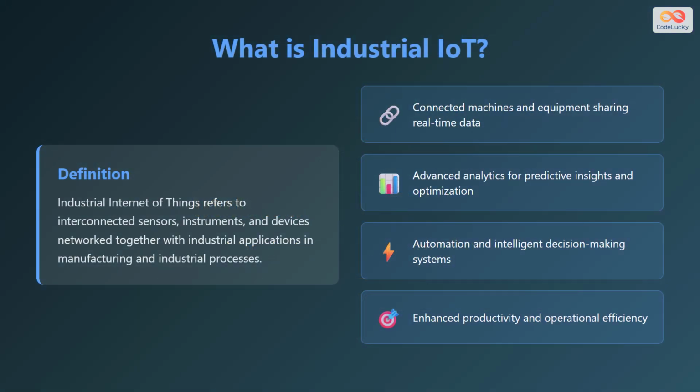Industrial Internet of Things refers to interconnected sensors, instruments, and devices that are networked together with industrial applications in manufacturing and production processes. Unlike consumer IoT, which focuses on smart homes and personal devices, IIoT is designed for the harsh conditions and demanding requirements of industrial environments.